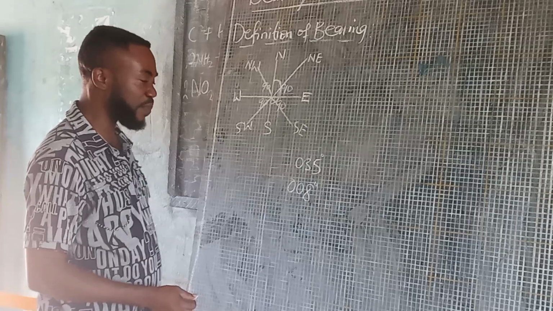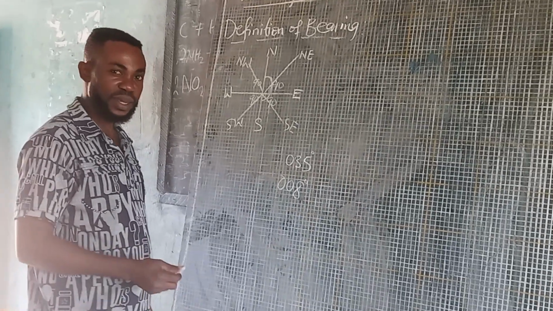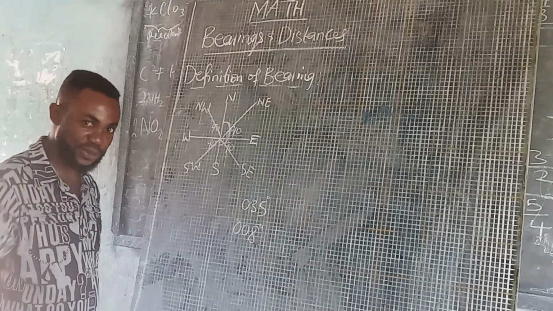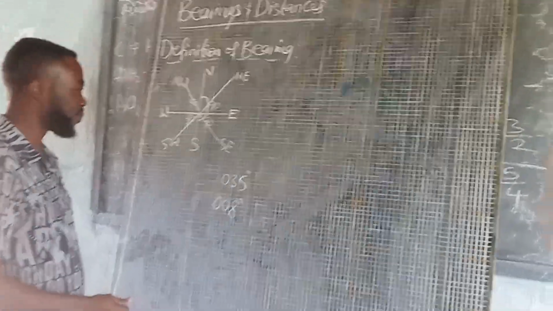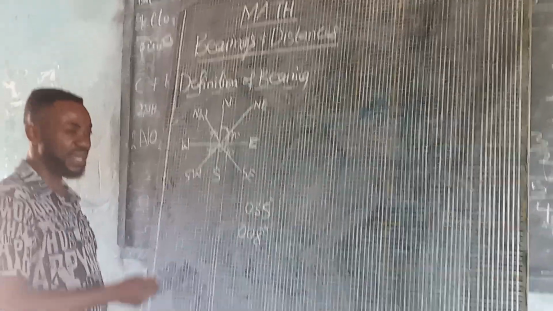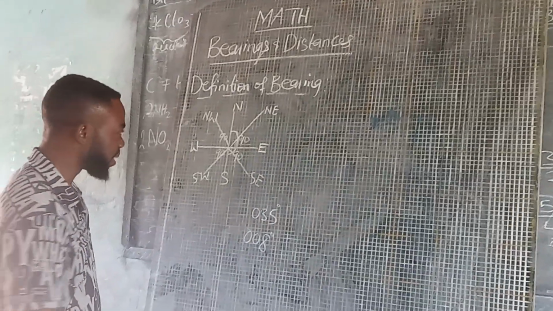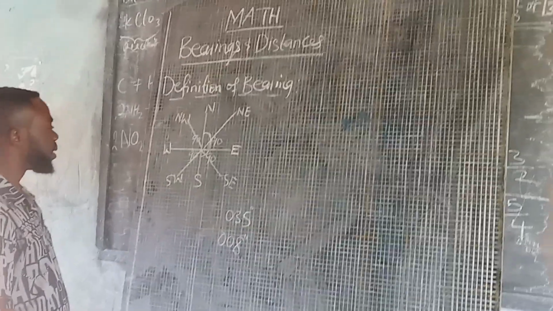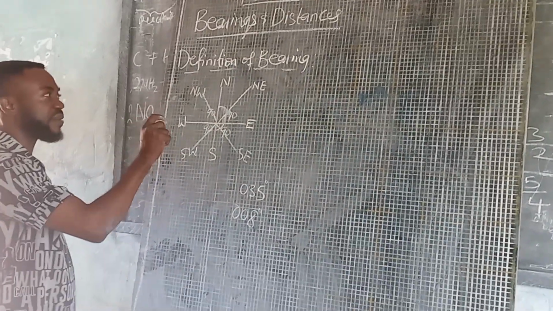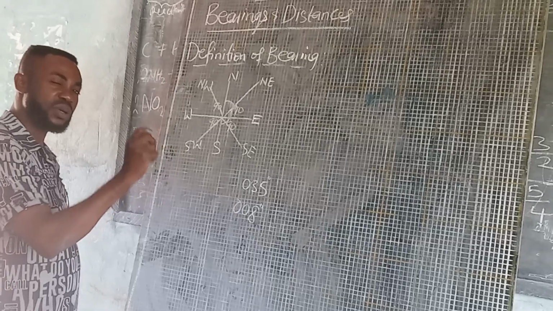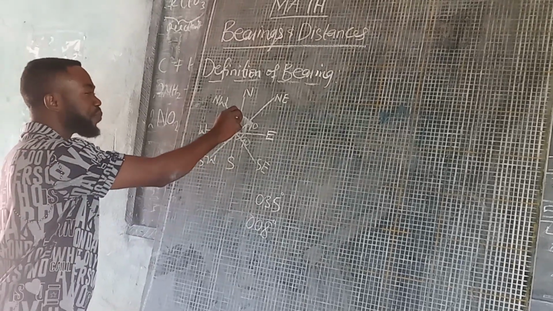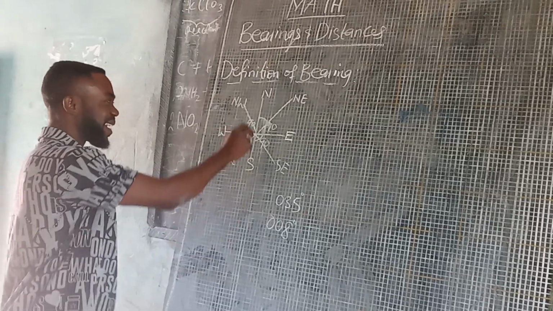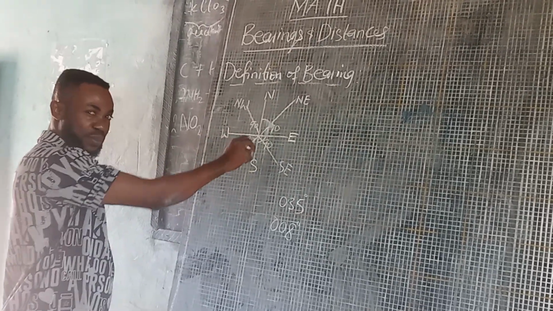Bearings find several applications in aviation and marine navigation, and in military and engineering. So it is an important study we are into. Now we return back. Bearings are customarily measured from the north in a clockwise direction. That is, from the north, you measure this way.